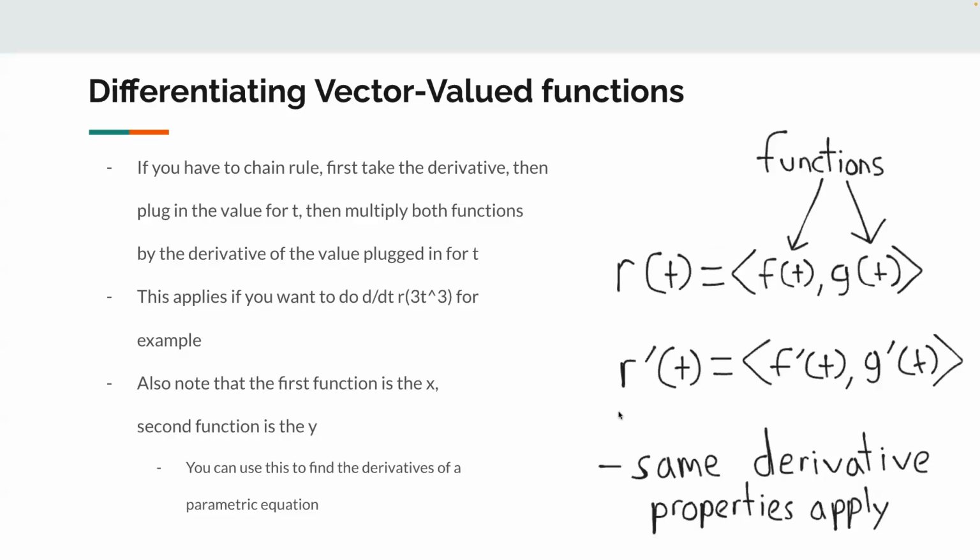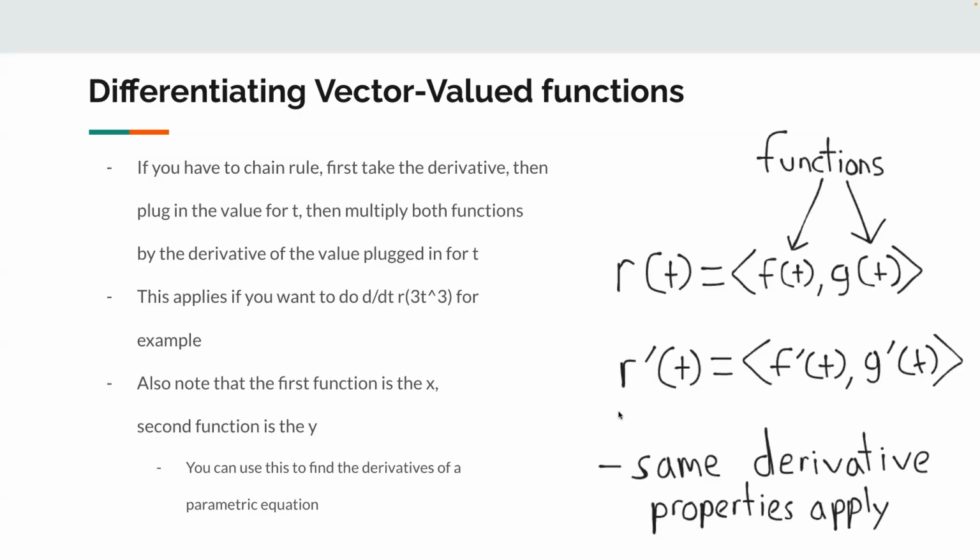Okay, so now we're going to go over vector valued functions and how you differentiate them. The vector valued function will have two components. Here I drew one, r of t, and the first component will be f of t, and the second component will be g of t. This can model velocity, position, or anything. Generally the first component will be the x value of position, if it's modeling position, and the second component will be the y value.